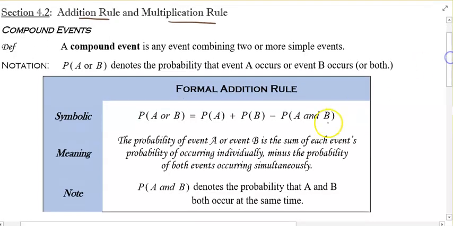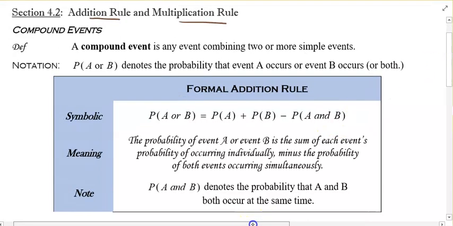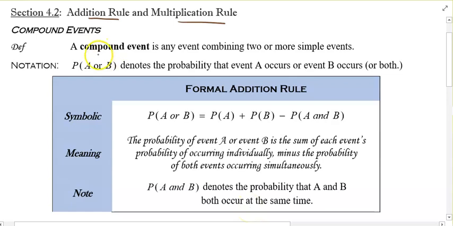So I want to separate between you getting this probability of compound event before I go on and get the conditional. So you need to understand this before we could do the conditional, which is why I'm doing half of the section. So a definition: a compound event is any event combining two or more simple events.